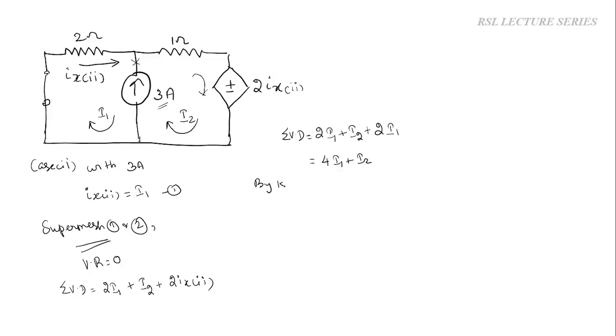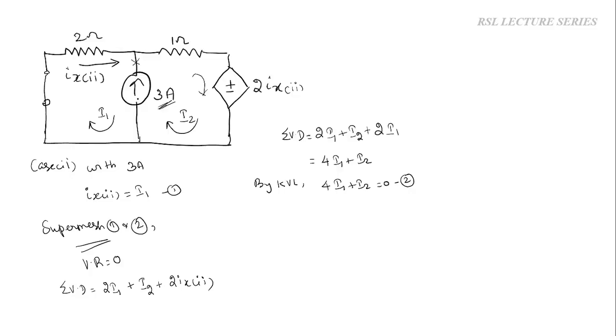Now by Kirchhoff's voltage law, sum of the voltage rise is equal to sum of the voltage drops. So 4I1 plus I2 will be equal to 0. So this is the second equation. Now what we have to do is, we have to equate this branch current to the current source value. We have 2 different currents, I1 and I2, both assumed in the clockwise direction.